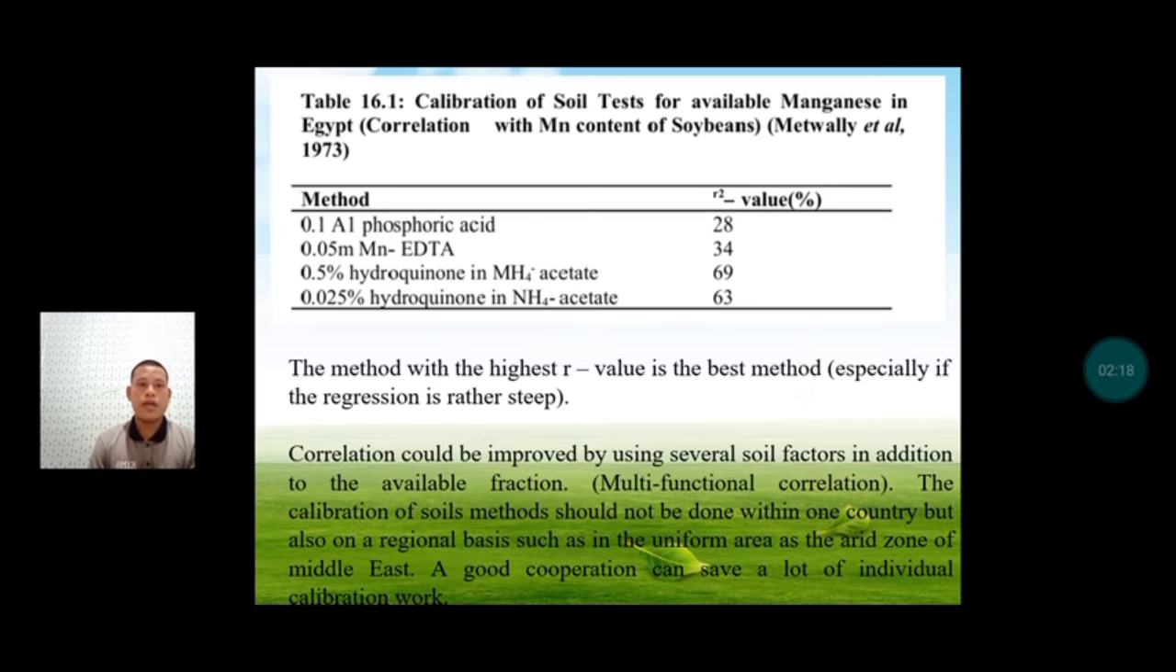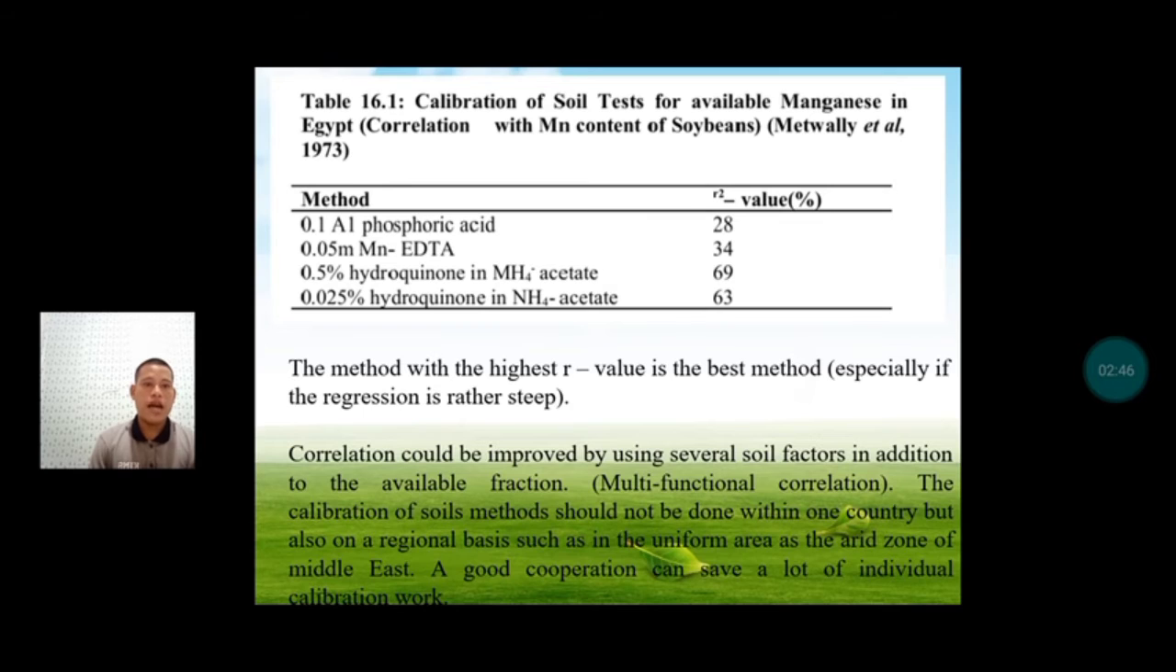0.1 N phosphoric acid, we have the value of 28. 0.05 M manganese EDTA, we have the value of 34. 0.5% hydroquinone in NH4 acetate, we have the value of 69. 0.025% hydroquinone in NH4 acetate, we have the value of 63.